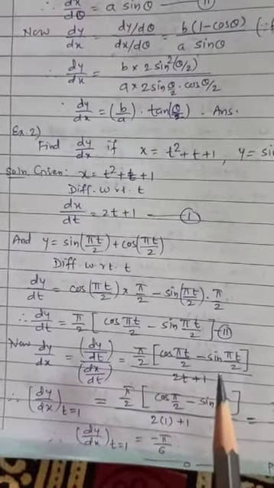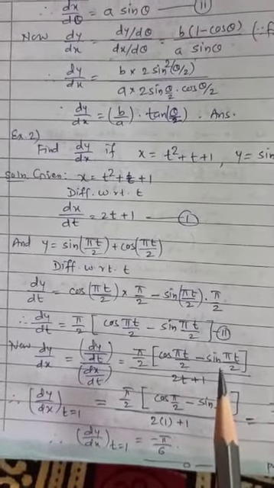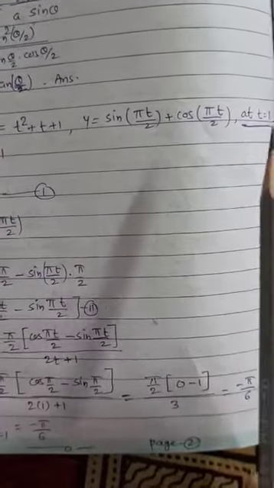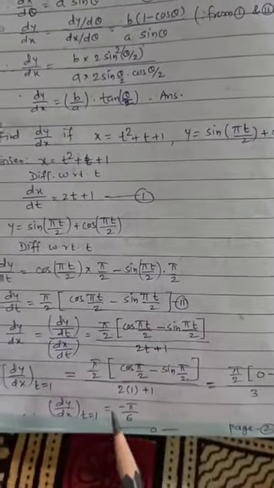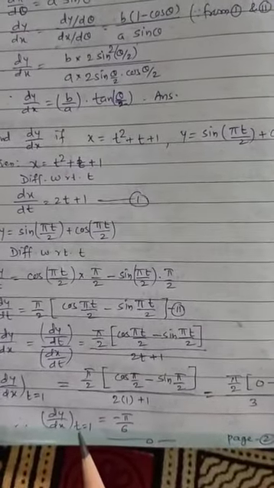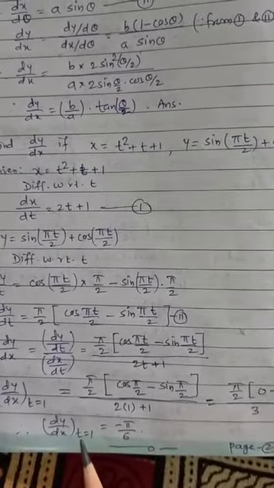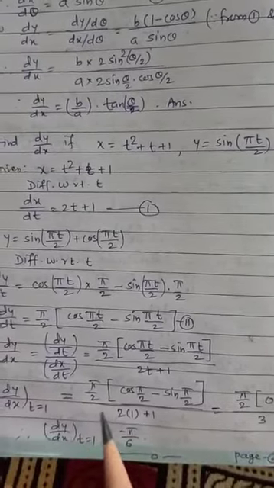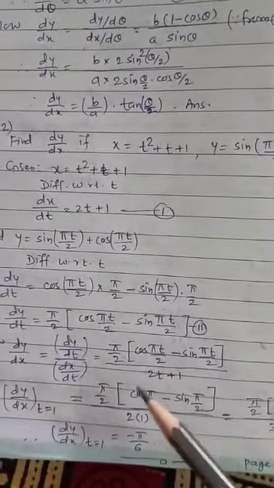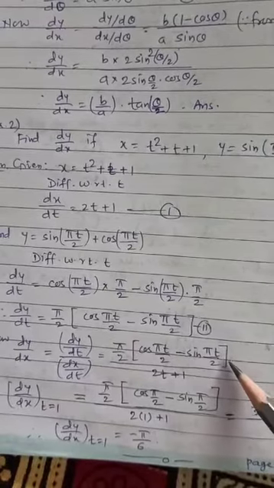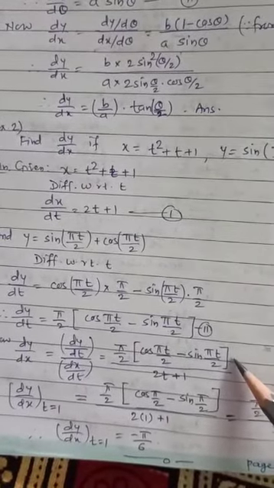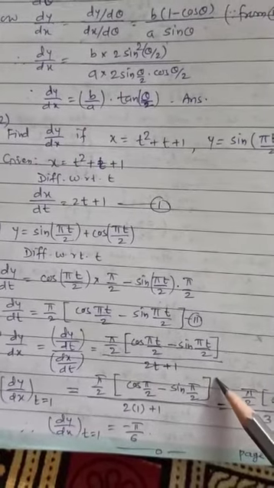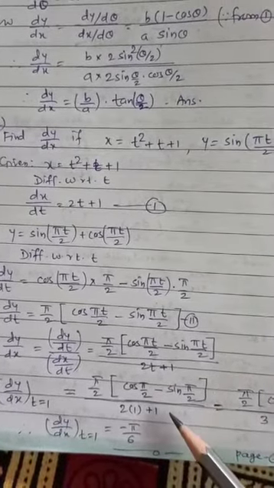Now this is our final answer, but in the question we are asked to find dy by dx at t is equal to 1. So finally we put t is equal to 1 in this equation. So pi by 2 multiplied by cosine pi by 2 minus sin pi by 2, divided by 2 into 1 plus 1.